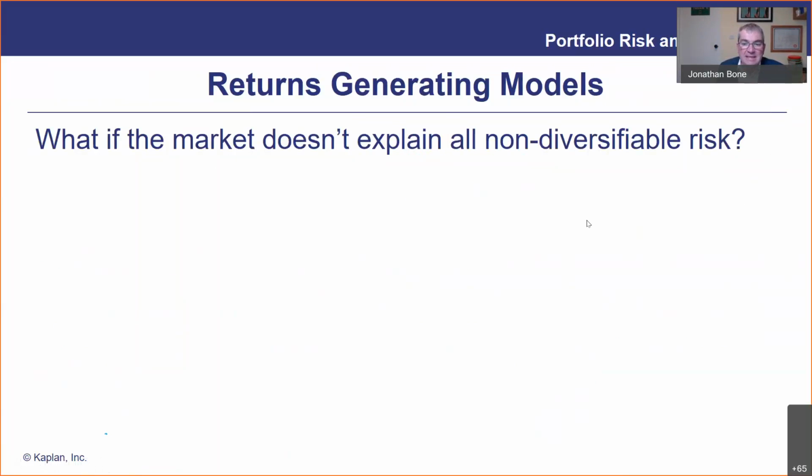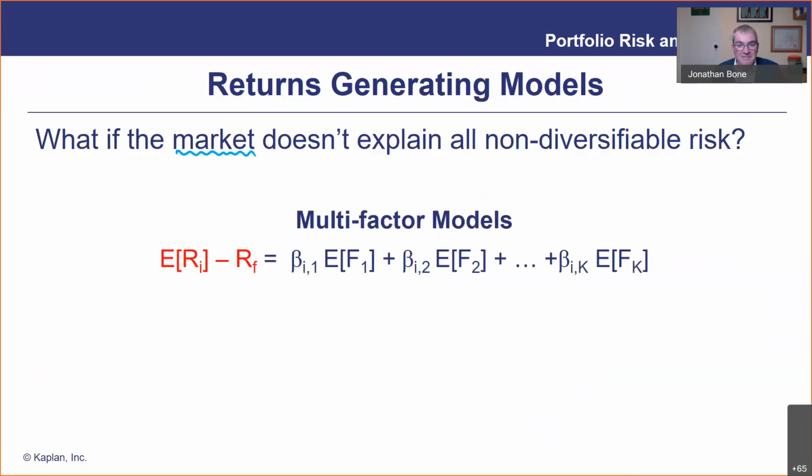What if the market doesn't explain all non-diversifiable risks? In our capital asset pricing model, the market is the variable used to explain all non-diversifiable risk. But what happens if the return on your stock relative to the market doesn't explain all non-diversifiable risk? In fact, as soon as CAPM was published in 1964, people started to take pot shots at it, saying, well, look, it's not a complete picture of risk. So people have been working with multi-factor models.